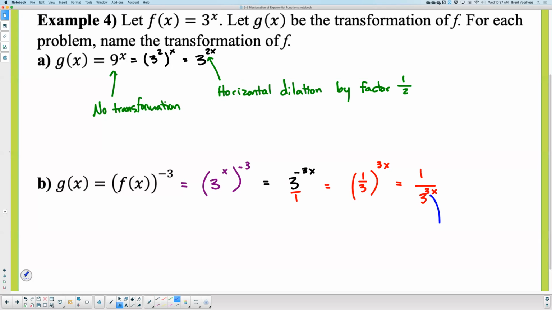What's happening this time? Horizontal, this is with x. Horizontal dilation. I always want to put the a first. Dilation by factor. Do I actually multiply by 3 here? It looks like I'm multiplying by 3 times x. What do I do instead? Divide by 3. Horizontal dilation by factor 1/3. And I've changed the base. So my base is now 1/3.